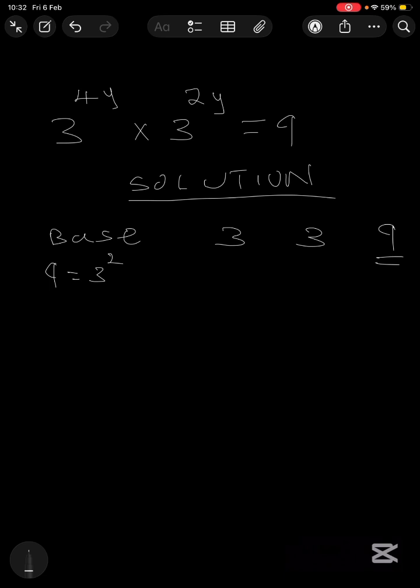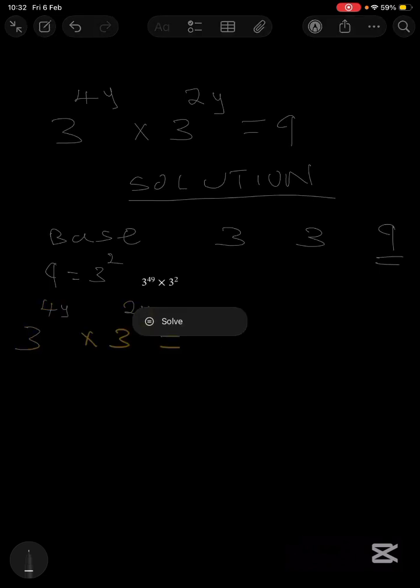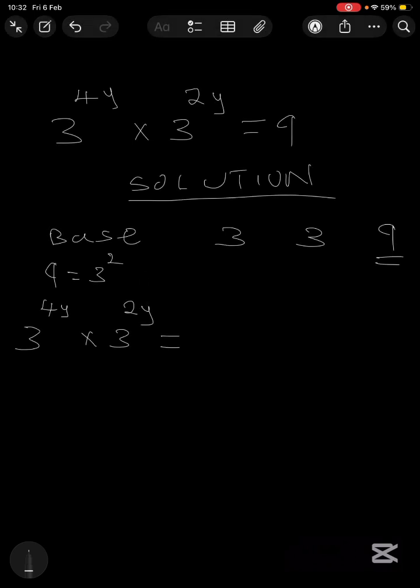Substitute now. So it is 3 power 4y times 3 power 2y is equal to 3 power 2. 9 becomes 3 power 2.